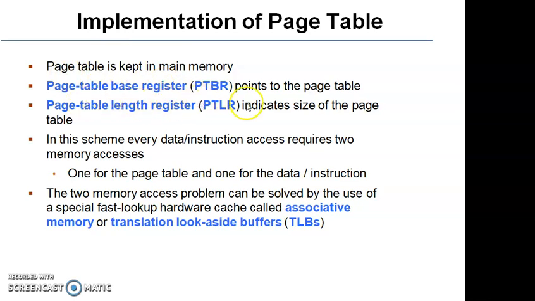Page table base register, PTBR, points to the page table, and page table length register, PTLR, indicates the size of the page table. In this scheme, every data instruction access requires 2 memory accesses, one for the page table and one for the data instruction. The 2 memory access problem can be solved by the use of a special fast lookup hardware cache called associative memory or translation look-aside buffer, or TLB. Associative memory is also called parallel memory.